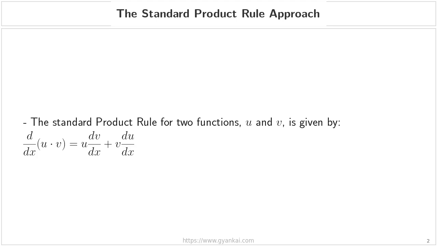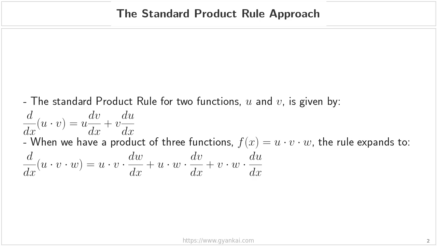The standard product rule approach. Now that we have established the general concept, let us take a closer look at the standard product rule approach to understand where the challenges lie. Starting with the basics, the standard product rule for two functions, u and v, is defined as the derivative with respect to x of u times v equals u times the derivative of v with respect to x, plus v times the derivative of u with respect to x. This is a straightforward process that most of you are already familiar with.